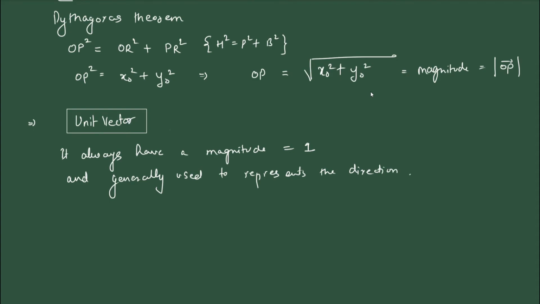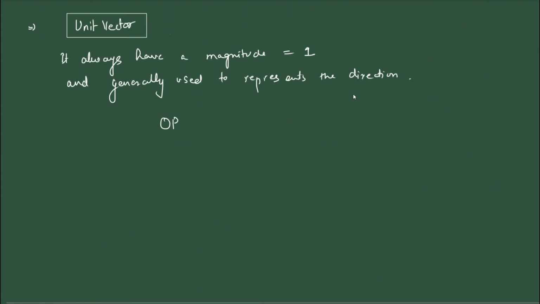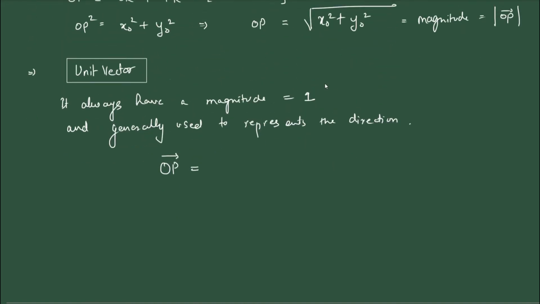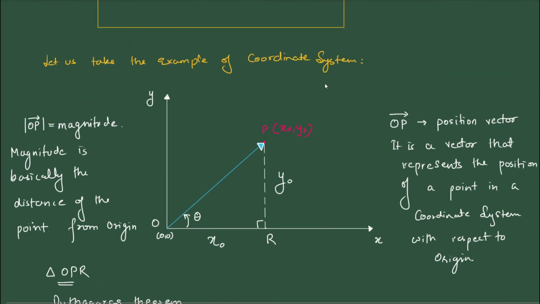So to get the value of a unit vector for this particular vector, if you remember the formula which I wrote in the beginning, a vector A is equal to the magnitude into the unit vector. Similarly, OP vector will be equal to the magnitude of OP vector and OP unit vector. We are supposed to calculate the OP unit vector. So OP unit vector is going to be OP vector first of all, divided by the modulus of OP. Now what is the OP vector? I have not written it yet.